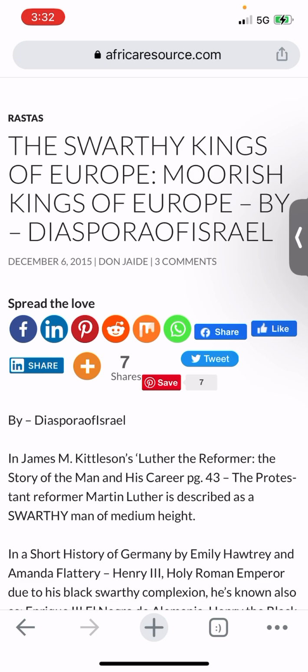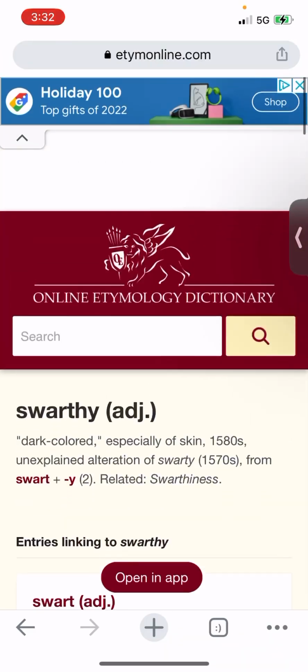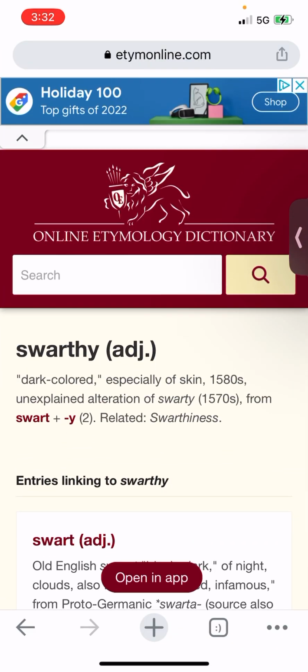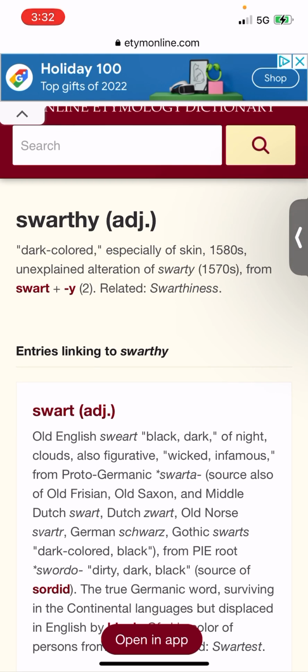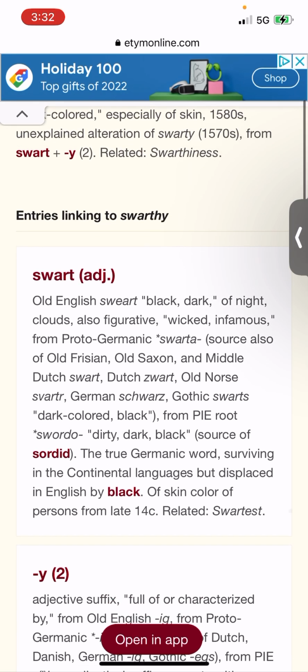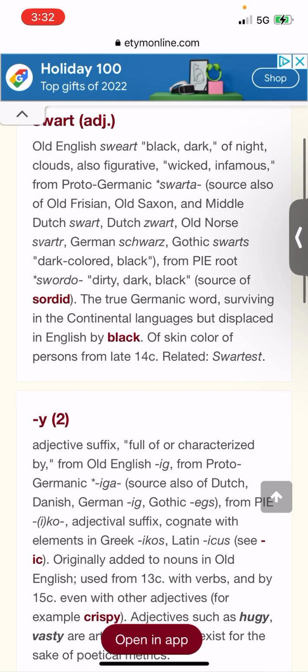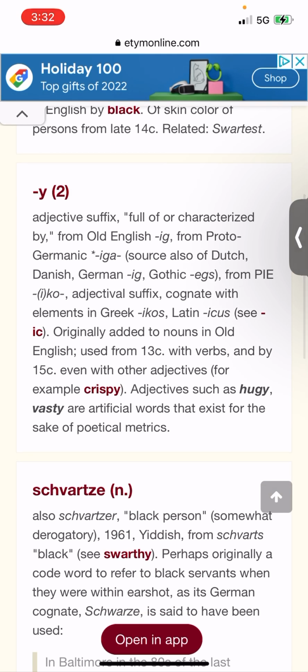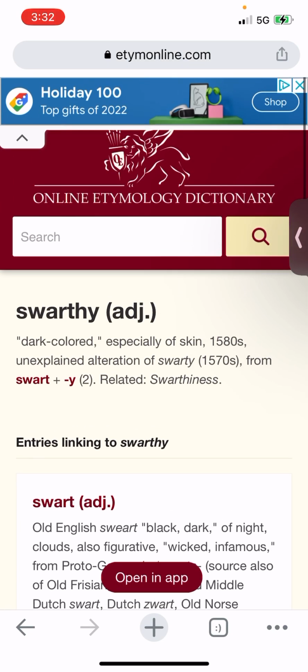For those who don't know what swarthy means, we'll go into the online etymology dictionary. As you can see, swarthy, adjective, dark colored, especially of skin. Swart, black, dark, of night. Black. These are some words associated. A black person. Again, dark colored, especially of skin. We're talking about complexion. Whenever you hear that word, it's talking about complexion.